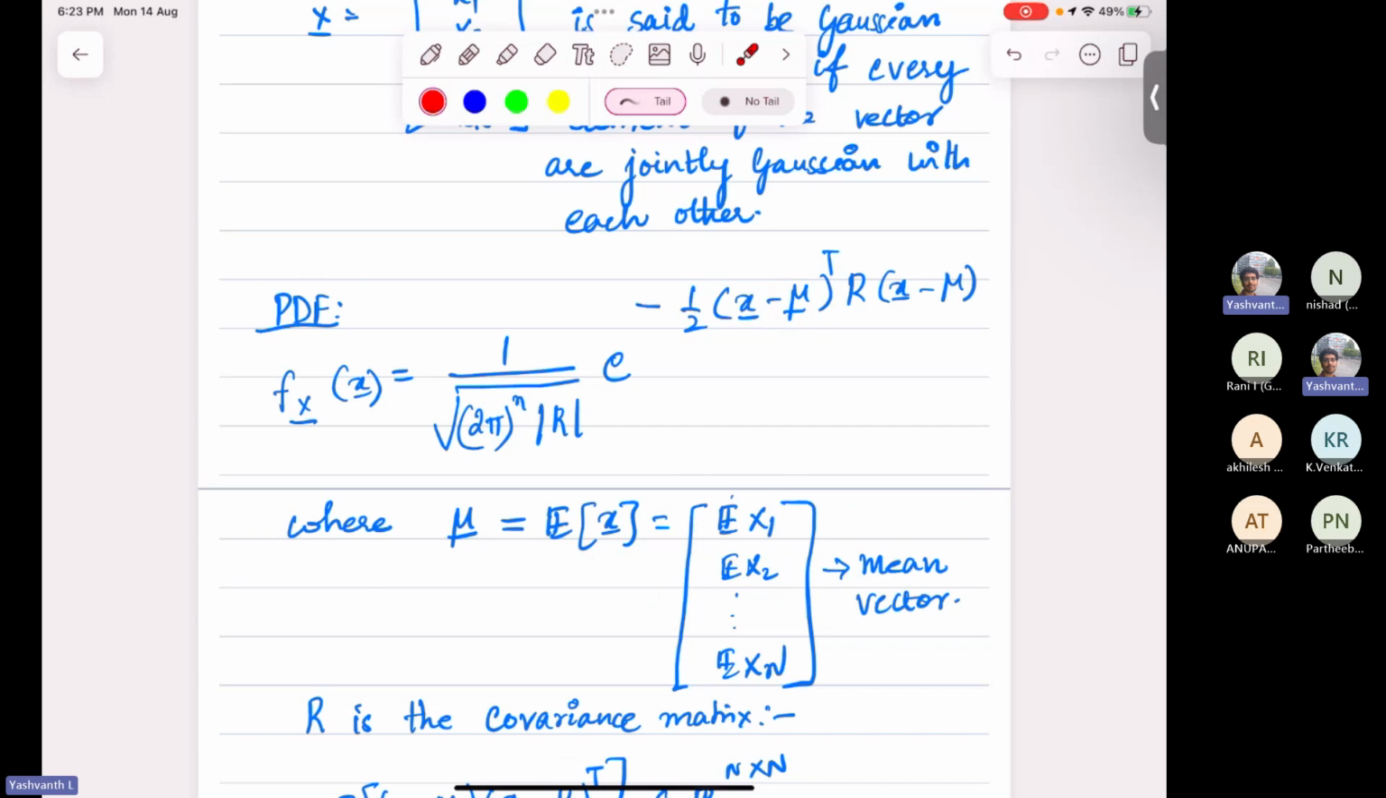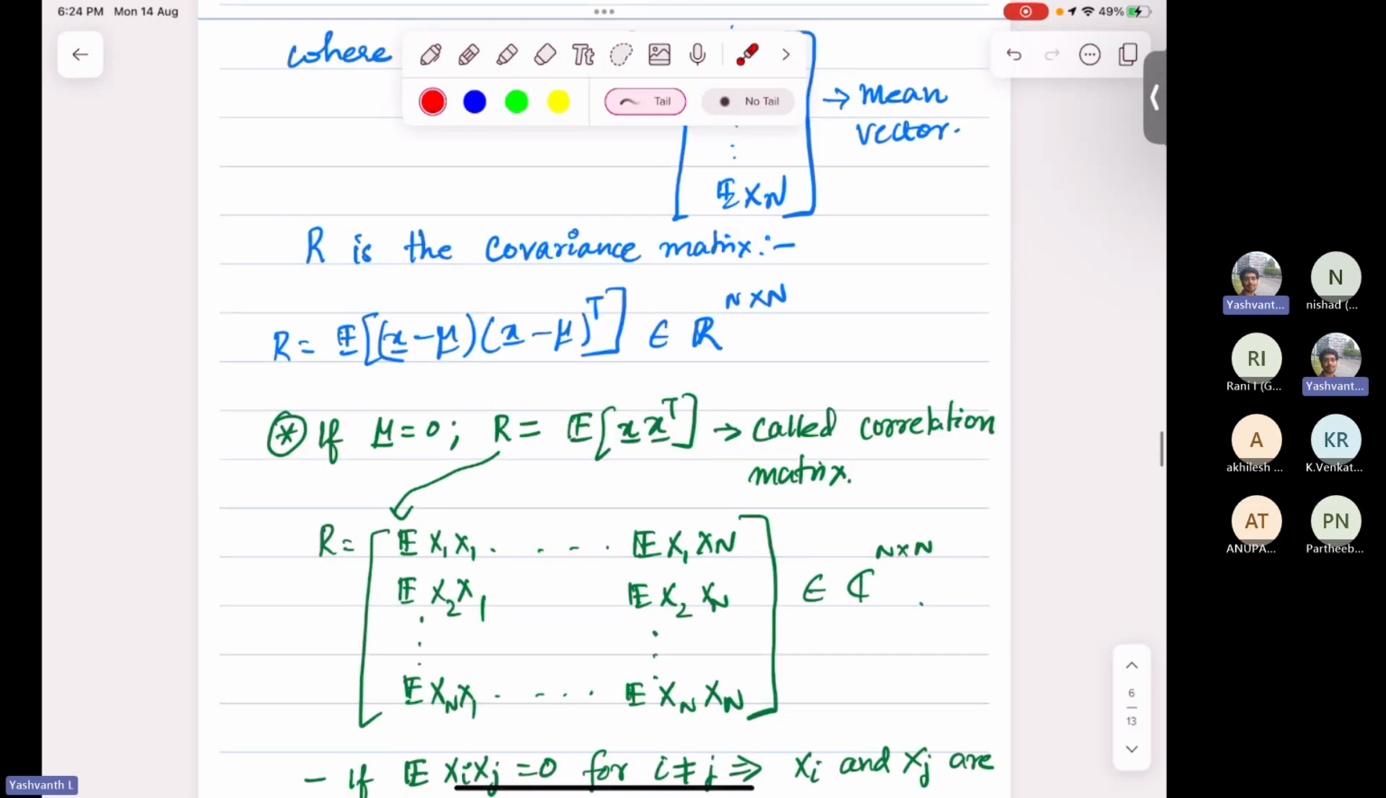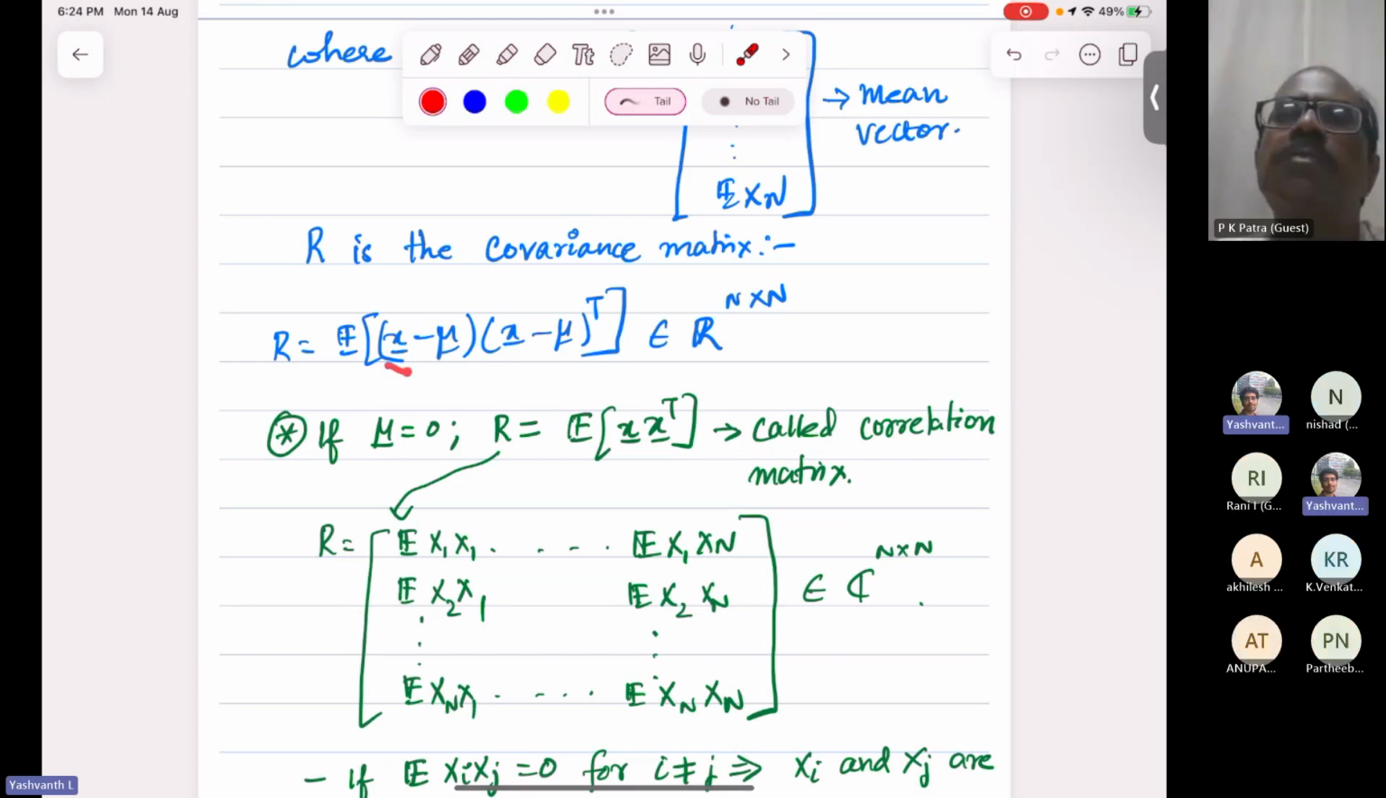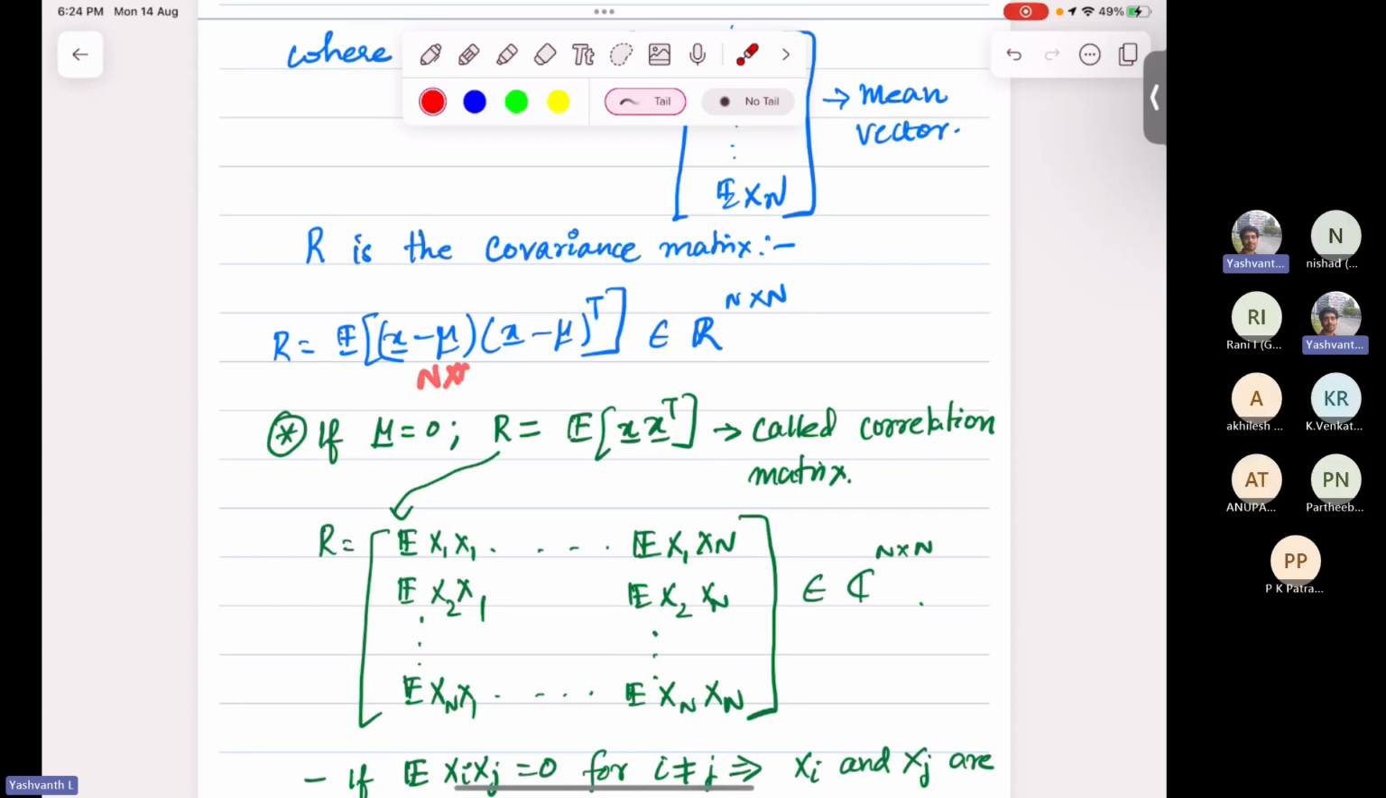That is, the mean vector is defined as you take the mean of every individual random variable and stack that as a vector. That is the mean vector of the random vector. And R is a covariance matrix, which is defined as follows. You subtract the actual vector from its mean, which gives x minus mu, and take the outer product, that is, multiply x minus mu with x minus mu transpose. So x minus mu will be n cross 1, and x minus mu transpose will be 1 cross n, and the total will be an n cross n matrix.